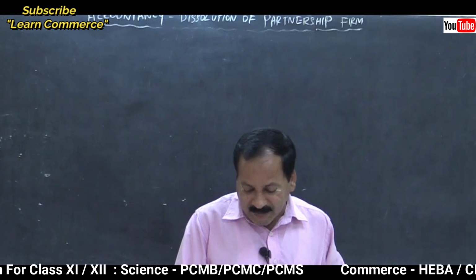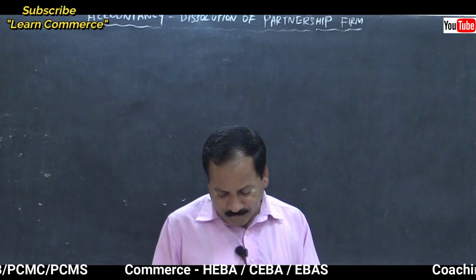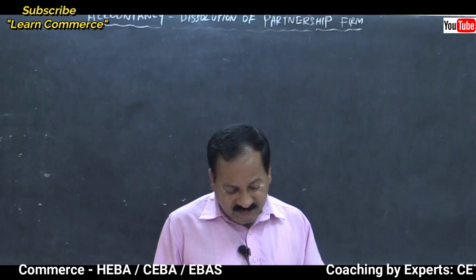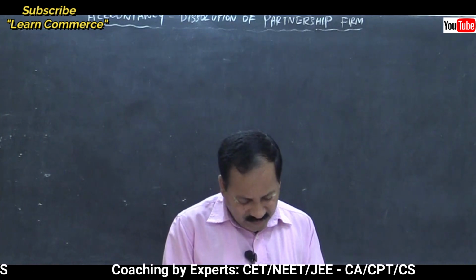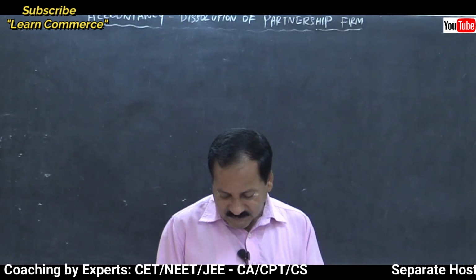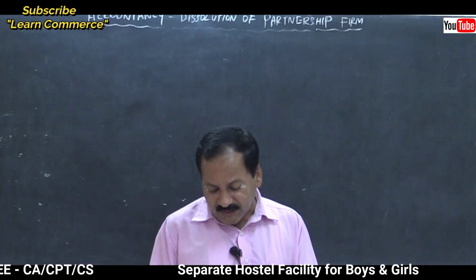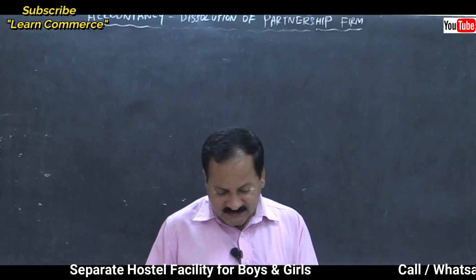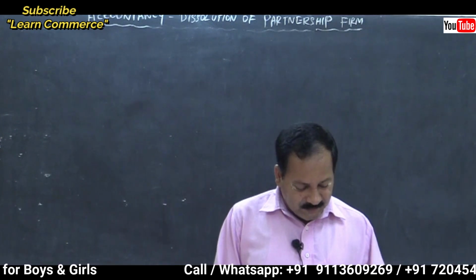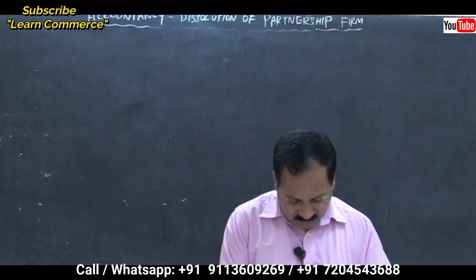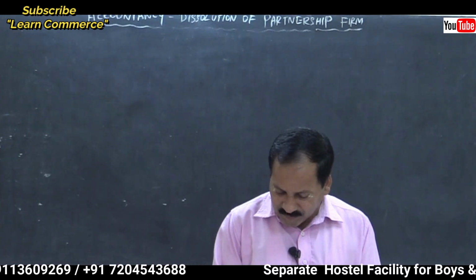Tanu and Sonu are partners sharing profits and losses in the ratio of 5:3, that is 5/8 and 3/8, correct? They agreed to dissolve their firm on 31st March 2018, on which date the balance sheet was as follows. The balance sheet is given on the date of dissolution.